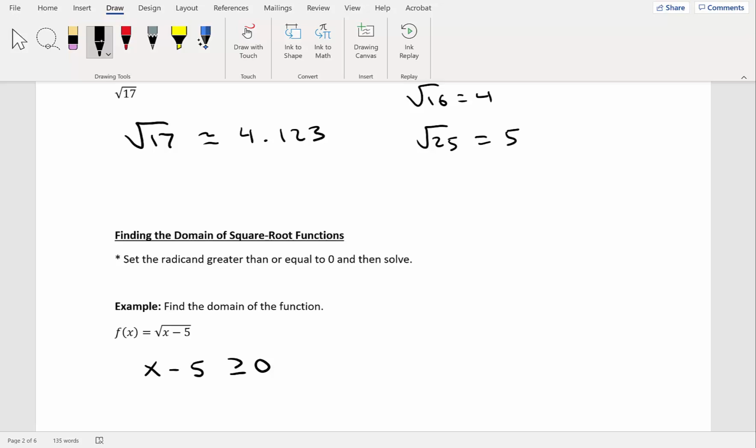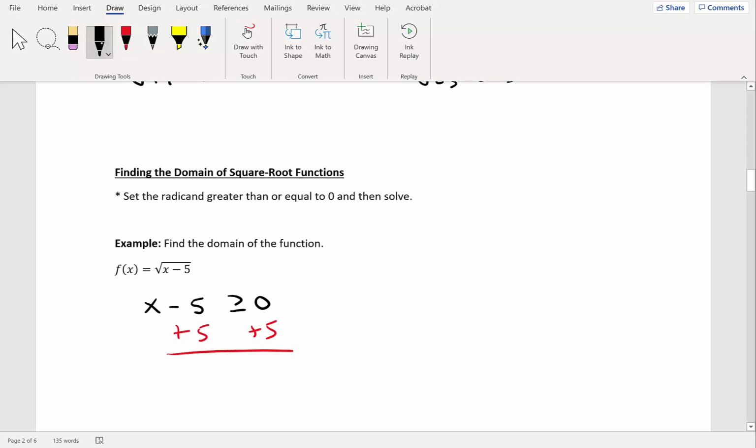And then this will give us our domain. Let's go ahead and solve for x. Add 5 to both sides. We get x is greater than or equal to 5. Now, just recall, domain is all the values of x that it can take on without making the function undefined. The only thing that will make this square root function undefined or give you a result that's not a real number is if it's negative inside of the square root. So we take the radicand, set that greater than or equal to 0, and then we solve.